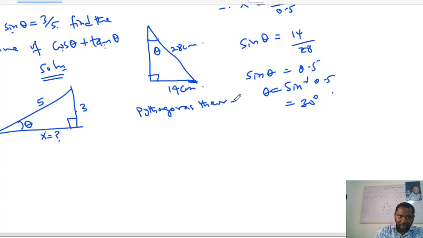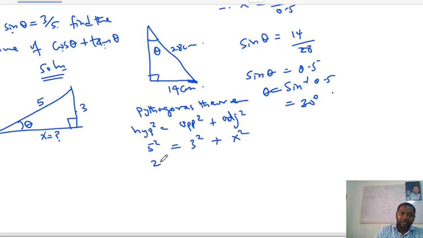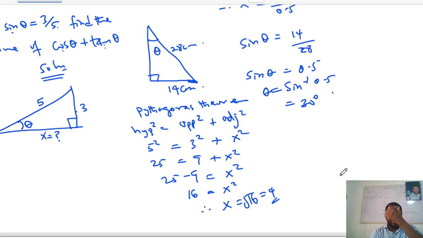Okay? And so, according to Pythagoras theorem, the square of the hypotenuse is equal to the square of the opposite plus the square of the adjacent. That's the rule. Okay, the hypotenuse is 5, so this is 5 squared equal to the opposite is 3, 3 squared plus the adjacent is x, x squared. So this is 25 equal to 9 plus x squared. If you take this to the other side, you're going to have 25 minus 9 is equal to x squared. 16 is equal to x squared. So that means x is going to be equal to square root of 16, which is equal to 4. Okay? Are you with me?